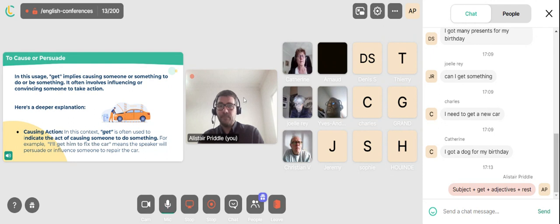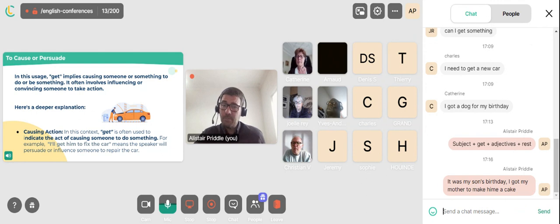Okay. For example, it was my son's birthday. I got my mother to make him a cake.